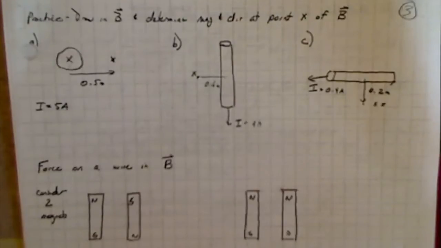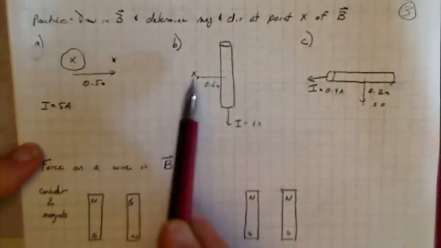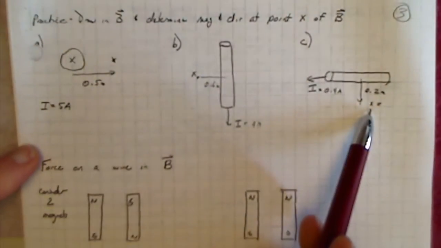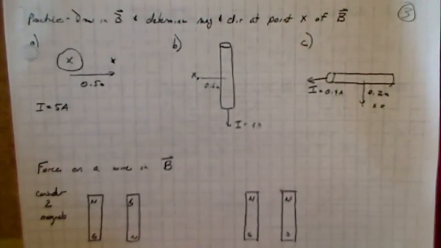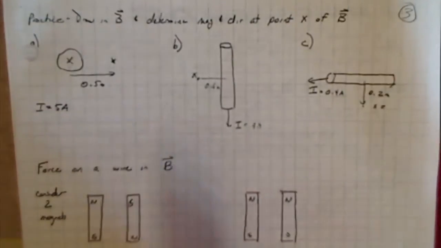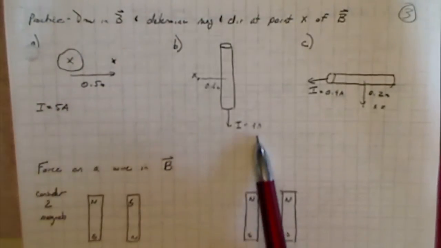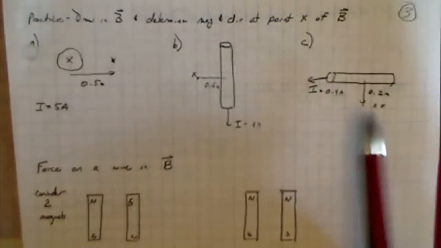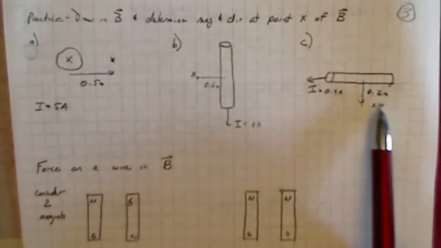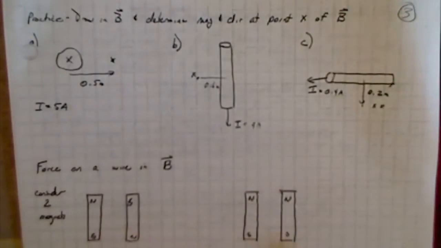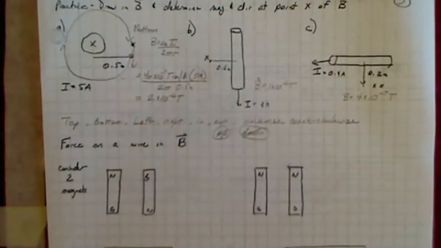Right now, try to determine what the direction of the magnetic field is at point X for each one of these questions. The direction first, and then try to determine what is the magnitude in Teslas of that magnetic field. You've got a wire with 5 amps here, 0.5 meters away, 3 amps, 0.6 meters away, and 0.4 amps and 0.2 meters away from the center of that wire. Give that a try.